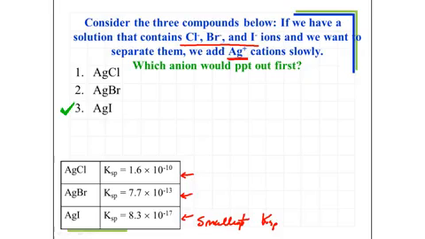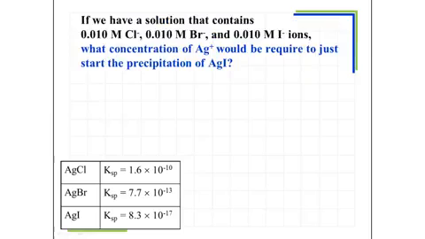Now, once you've decided what's going to precipitate first, you could then figure out how much silver would be needed to make it precipitate. So I've expanded this question a little bit by giving you concentrations of those three ions. Now, we know that the iodide is going to precipitate first, especially since I'm starting with the same amount of all those. Now, if we weren't starting with the same amount of all those, there could be trouble. But we are starting with the same amount of all those, and I'm adding the silver, and the silver iodide would precipitate first.